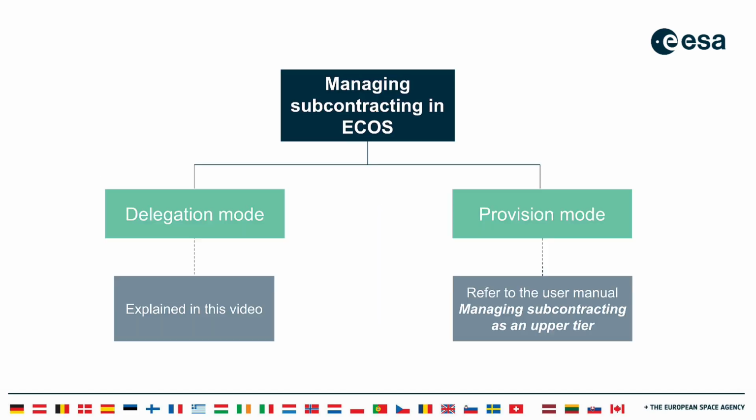As an upper tier, you may subcontract part of your proposal to another supplier. ECOS offers two ways to manage subcontracting: delegation mode and provision mode. In this video, we will focus on delegation mode. To find out about provision mode, you can read the user manual managing subcontracting as an upper tier.